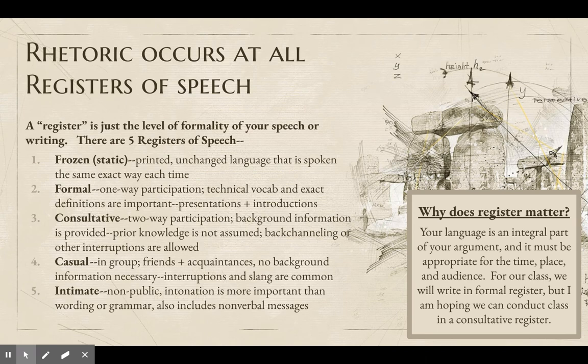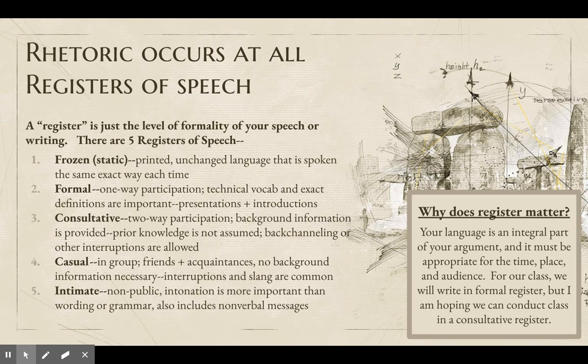Okay, but I'm hoping that we can conduct class in a consultative register. But when we write, it needs to be formal. Okay, we can't use texting language. We can't write the way we speak to our buddies. There's nothing wrong with that when you speak to your buddies. But when we're in a different time and place, we can't speak or write like that.